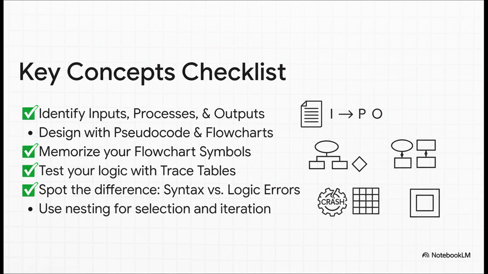So, as a final recap, let's list the absolute essentials from the OCR J277 spec. You have to master the input process output method. You need to be fluent in both pseudocode and flowcharts. You must know those flowchart symbols by heart. You've got to be a pro at using trace tables. And you have to know the difference between a syntax and a logic error. And, a little pro tip, get comfortable with nesting things, like putting loops inside other loops to create more powerful logic.